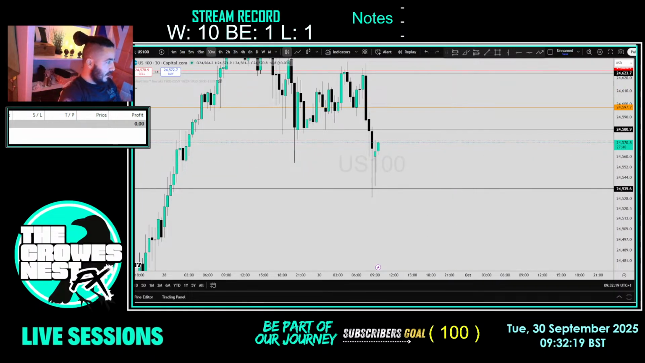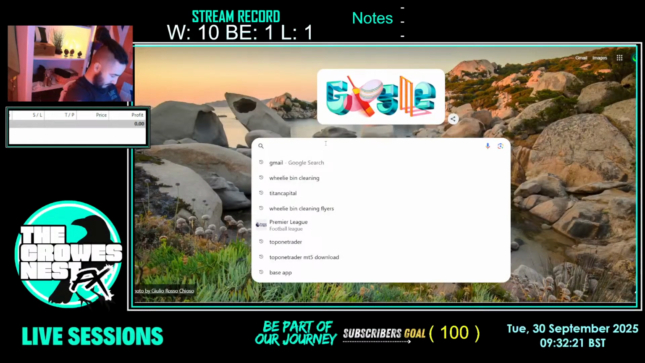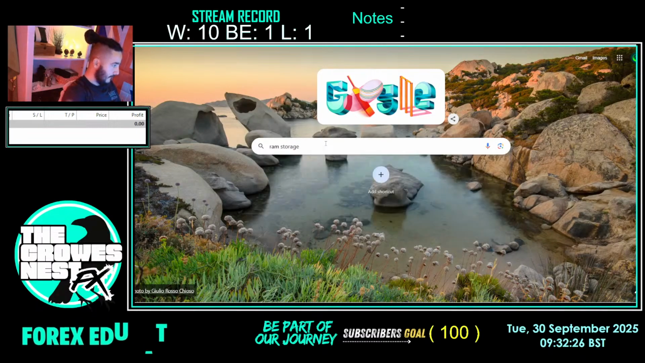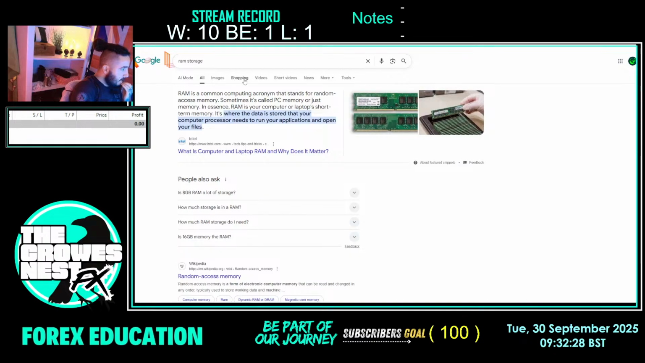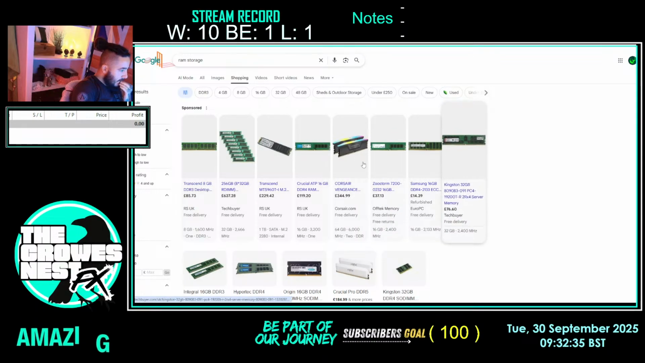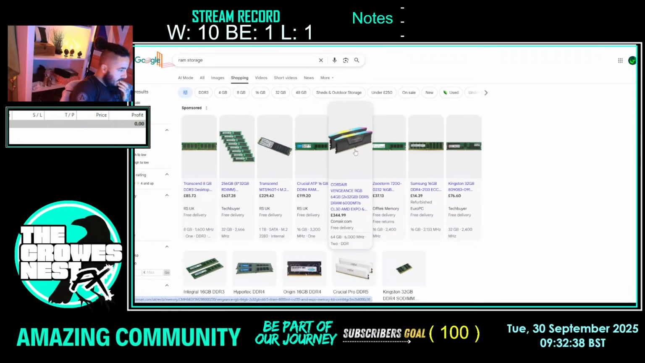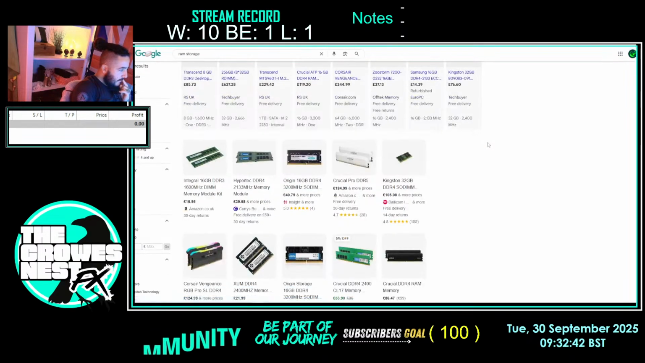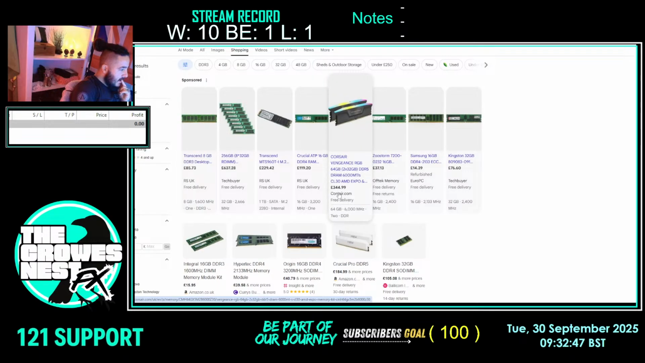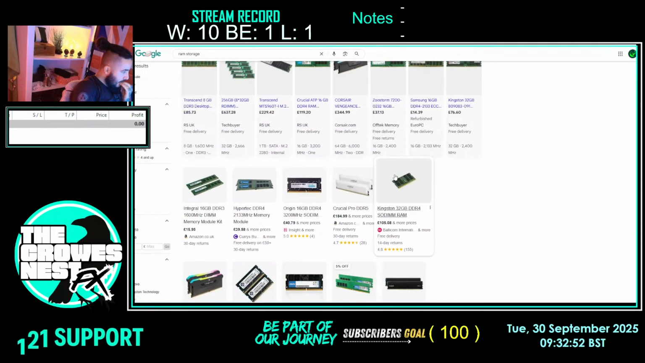Right, where should I shop for RAM? Amazon, good enough. The computer store. Just buy it from Amazon. Yeah, just buy it from Amazon. How much? Corsair Vengeance. Corsair is pretty good. They don't cost that much though. I think that's probably just because they need to be DDR5 or something. Yeah, it's DDR5. That's why it's so expensive.